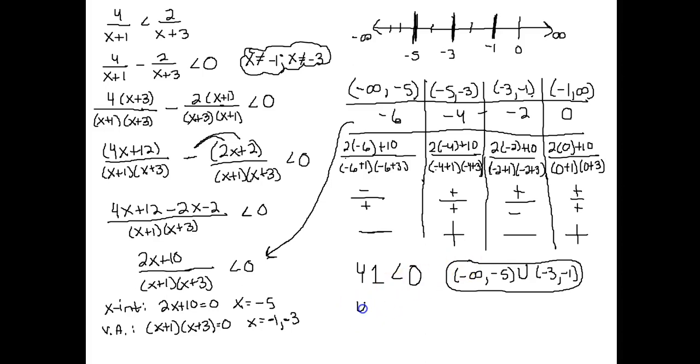If you needed to see where it was greater than 0, then that would be the positive intervals. Negative 5 to negative 3, union negative 1 to infinity. Y1 equals 0 at negative 5.